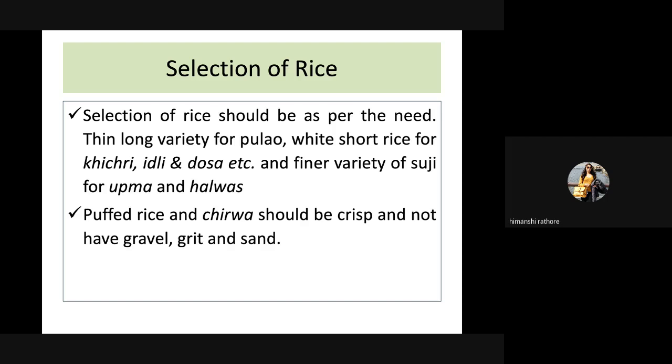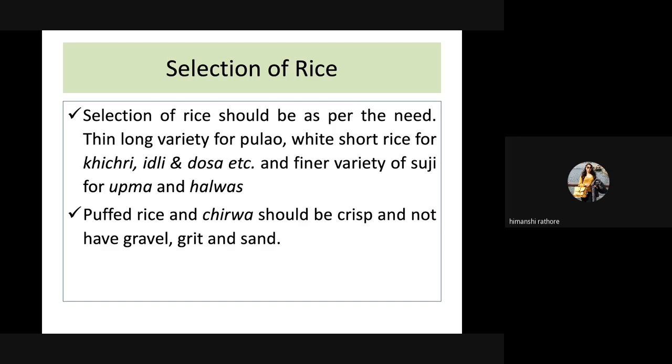So if you are making idli and dosa, you have to pick white short rice, and if you are making pulao, which is consumed majorly in North India, then you have to pick a thin and long variety. Then a finer variety of suji is used for upma and halwas, as I showed you in the picture.